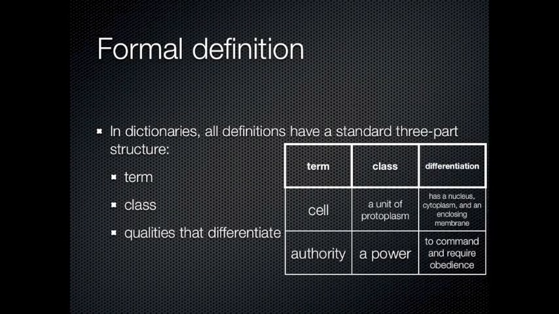A formal definition in dictionaries has a standard three-part structure. First is the term to be defined. Second is the class it is part of. And finally, the qualities that differentiate it from other terms in the same class. Let's look at the term cell. Its class is a unit of protoplasm. What differentiates a cell from any other term in the same class is that a cell has a nucleus, cytoplasm, and an enclosing membrane. The same applies to the term authority. The term is a power which commands and requires obedience.